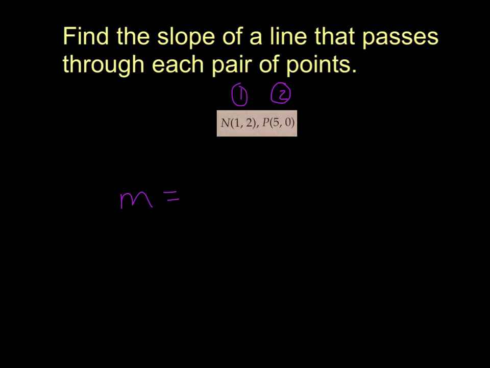Okay, so the slope is equal to the change in y. So the second y minus the first y over the second x minus the first x. Now, once you plug in these numbers right here and then get your ratio, that's how you'd find your slope.